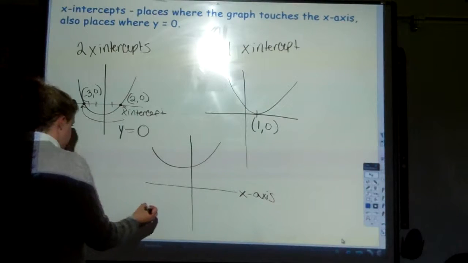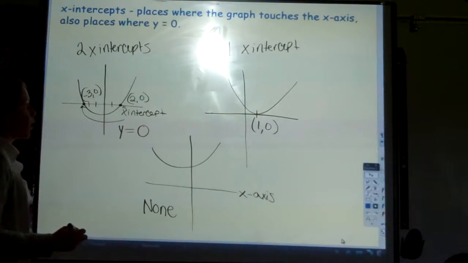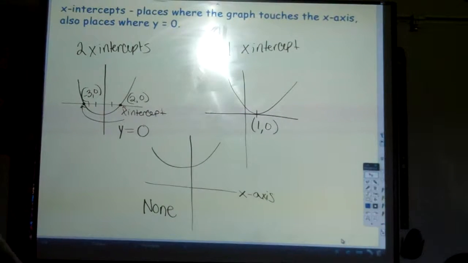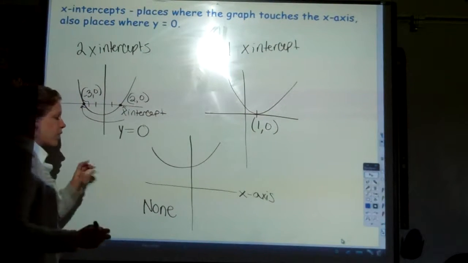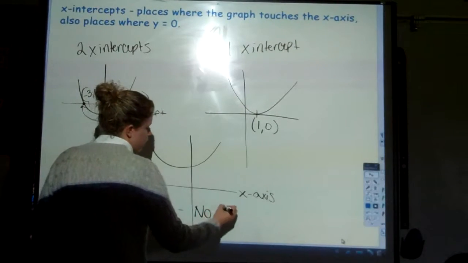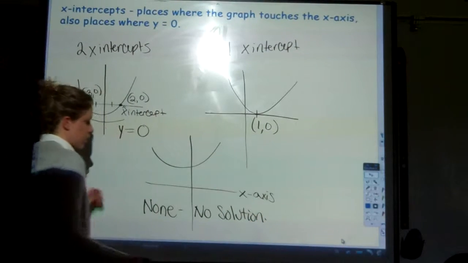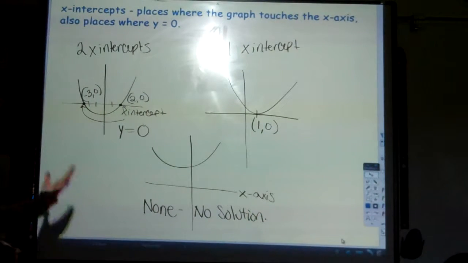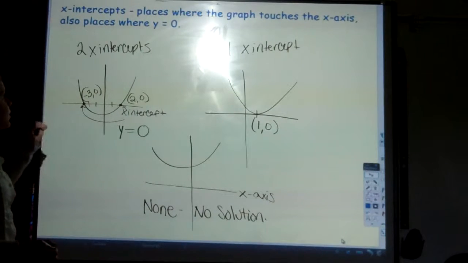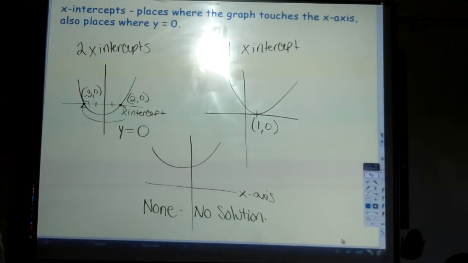So in this case, there are no x-intercepts. There are none of them. In this case, we would find that there is no solution if we were going to solve to find these x-intercepts. And that's kind of what we're going to be doing today, deciding whether 2, 1, or no x-intercepts exist.